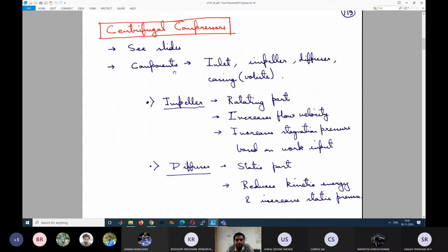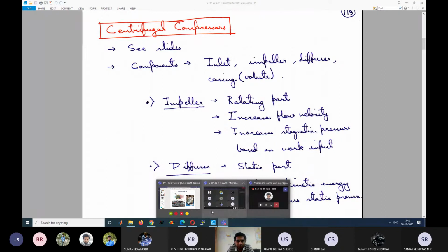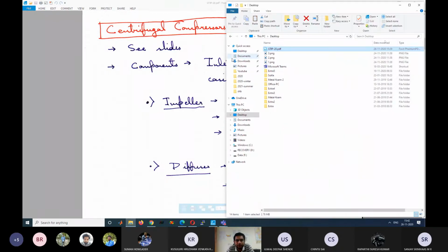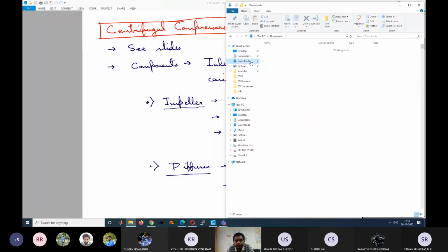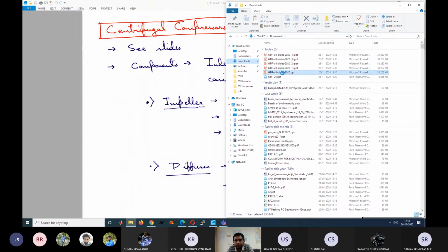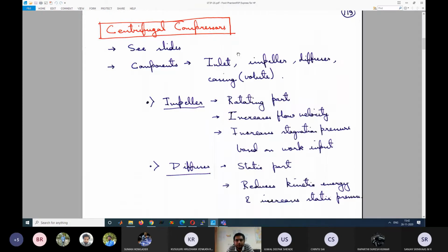The main components of centrifugal compressors are the inlet, the impeller, diffuser, and casing. Again, let us go back to the slides. I don't know whether it got downloaded or not. Oh, this has got downloaded without any notification.